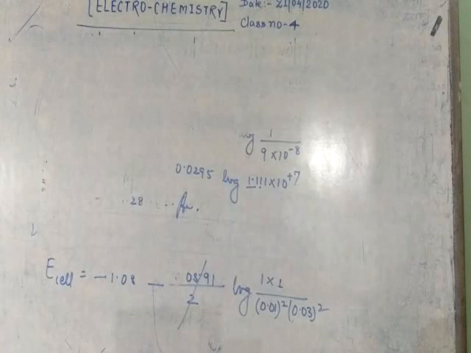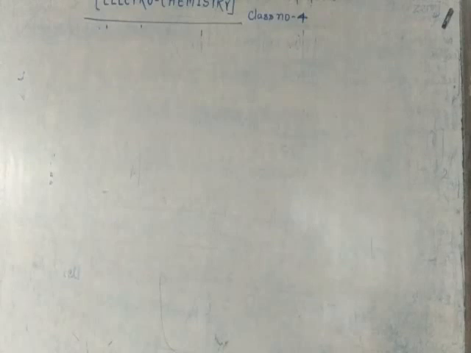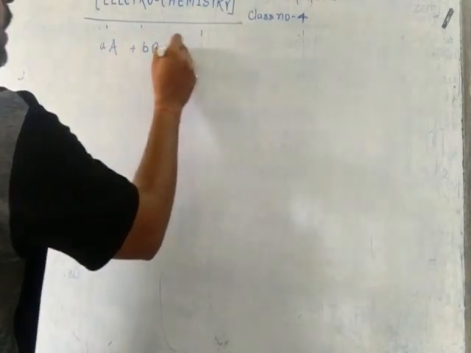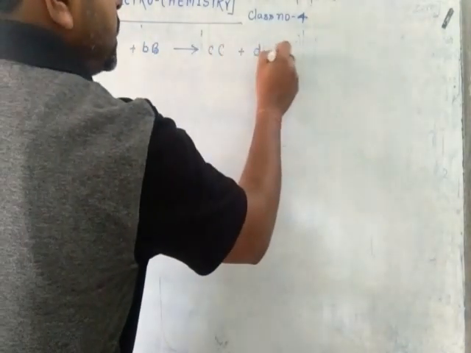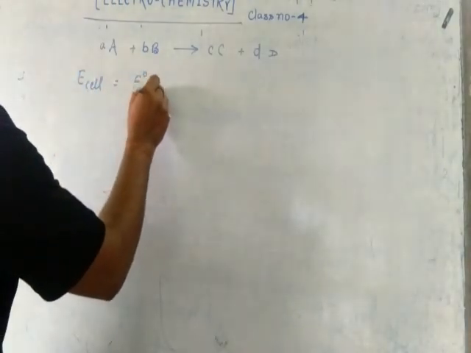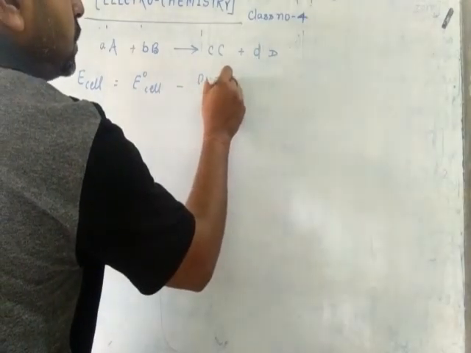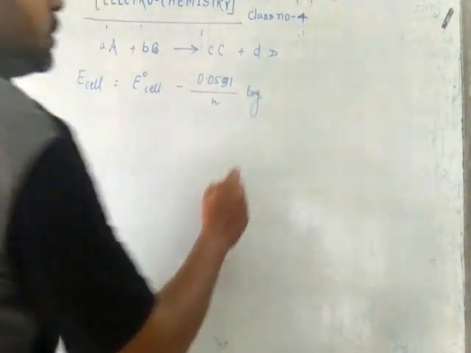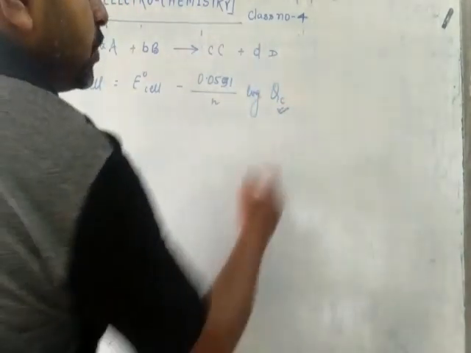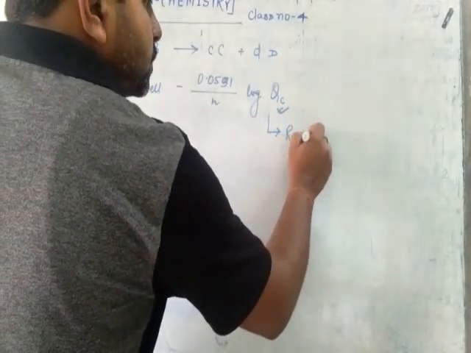Now students, we move further in this chapter. In the last class we studied that for A plus B gives C plus D, we write E cell equals E naught cell minus 0.0591 by n log Qc, where Qc is the reaction quotient.